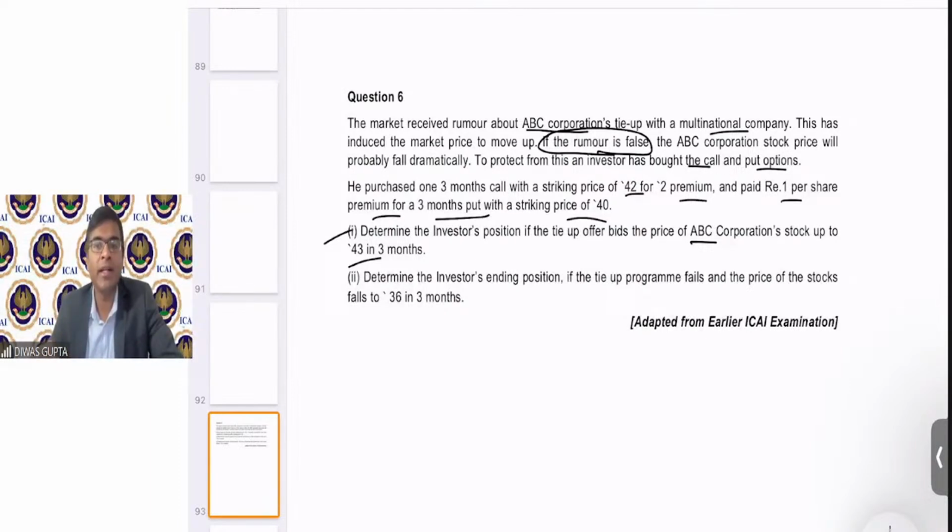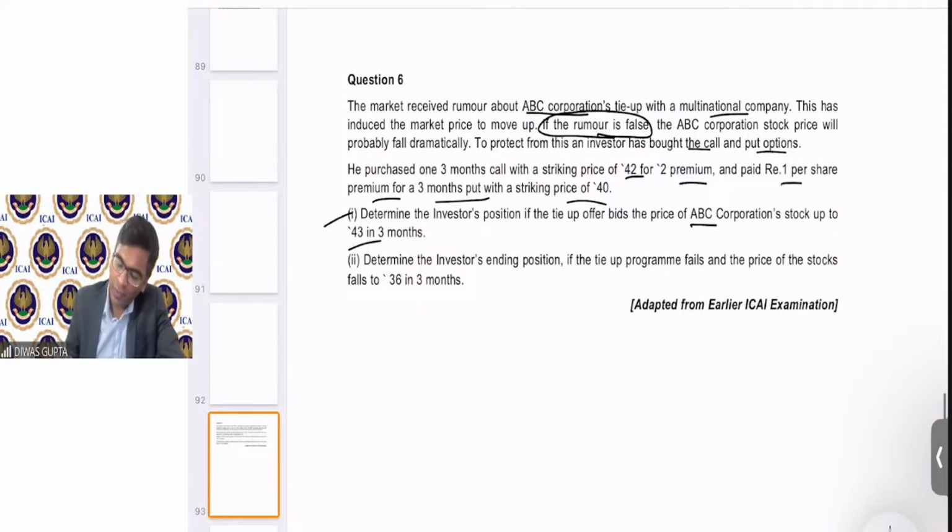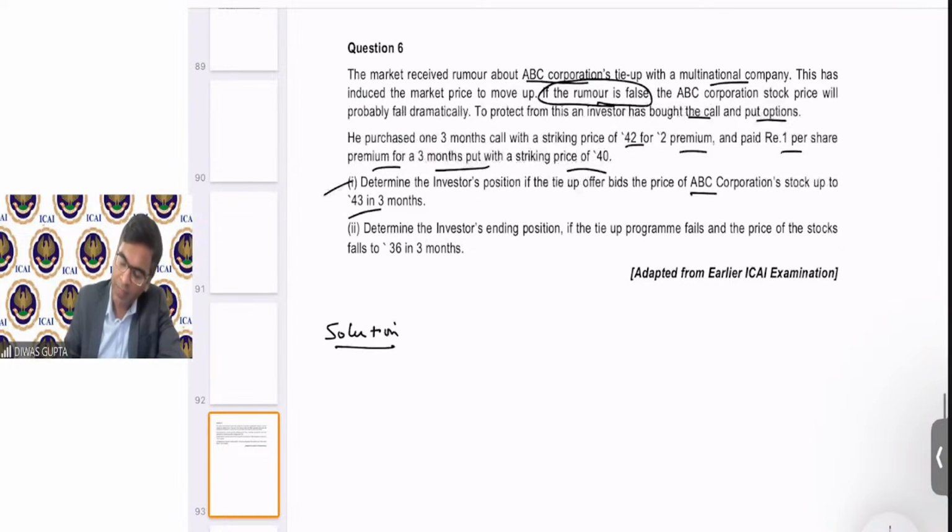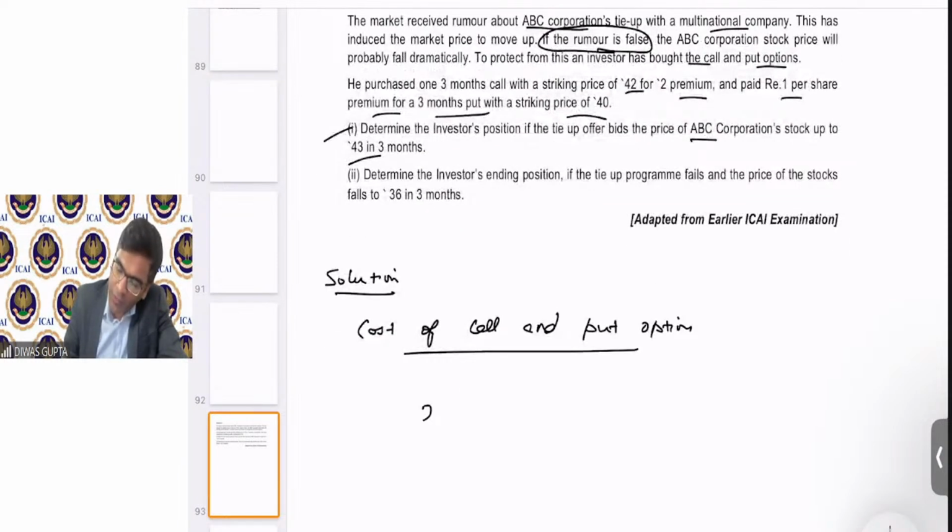Now they're saying that let's say the tie-up has happened and it becomes 43 in 3 months. So students, this is a simple question. First of all, we will calculate the cost of call and put options. The call option is 2 rupees per share, 2 rupees per option, and the lot size is actually 100.